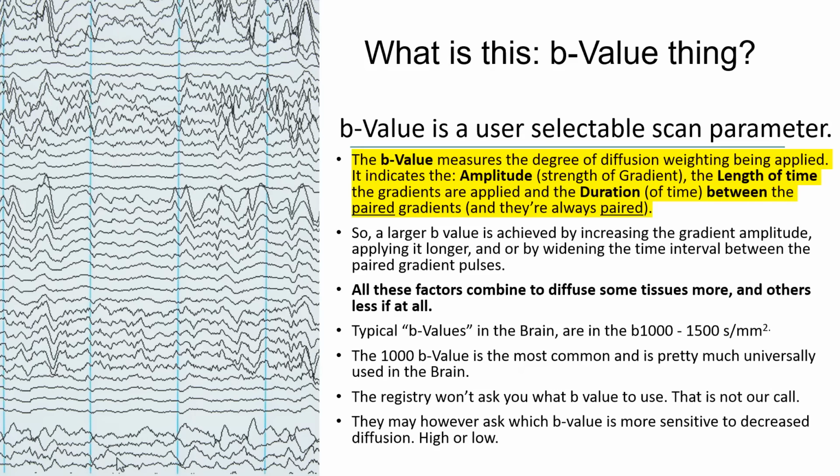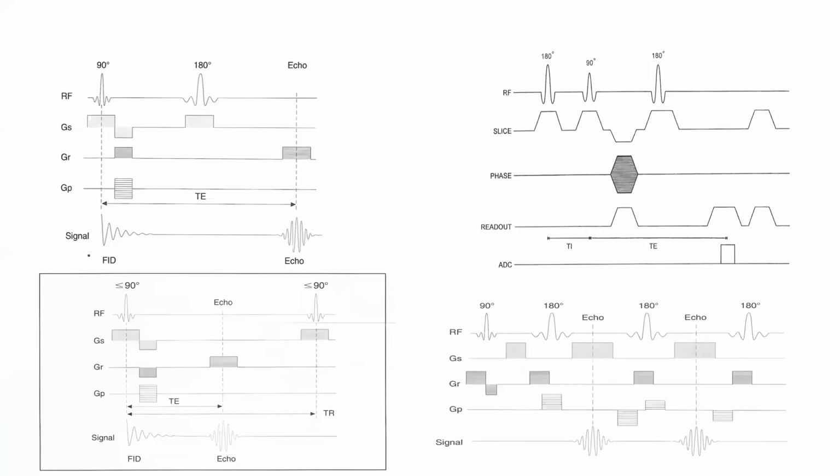Will they ask you that? Probably not. But they might ask you, is a 500 B value more sensitive to a stroke than a 1,000? I think that's a fair question. So the 1,000 is more sensitive to a stroke.